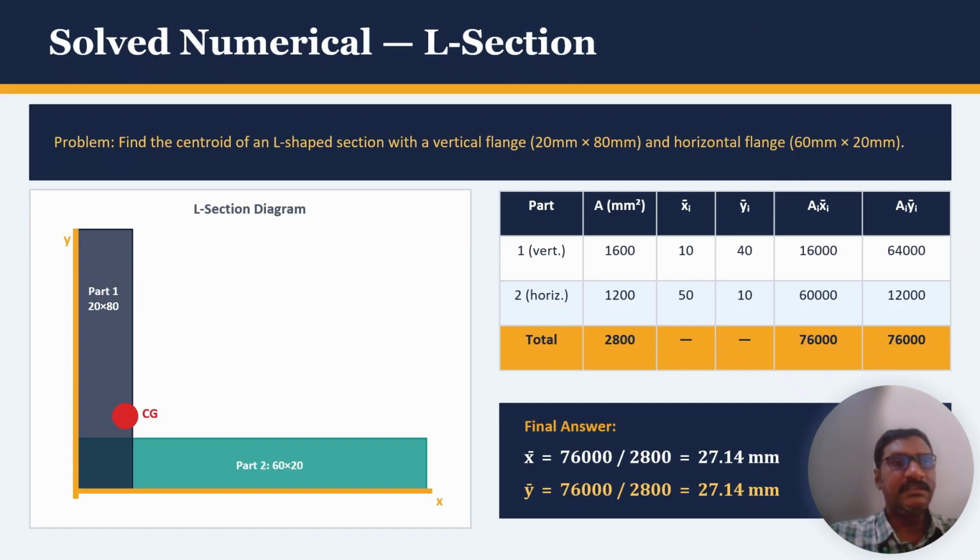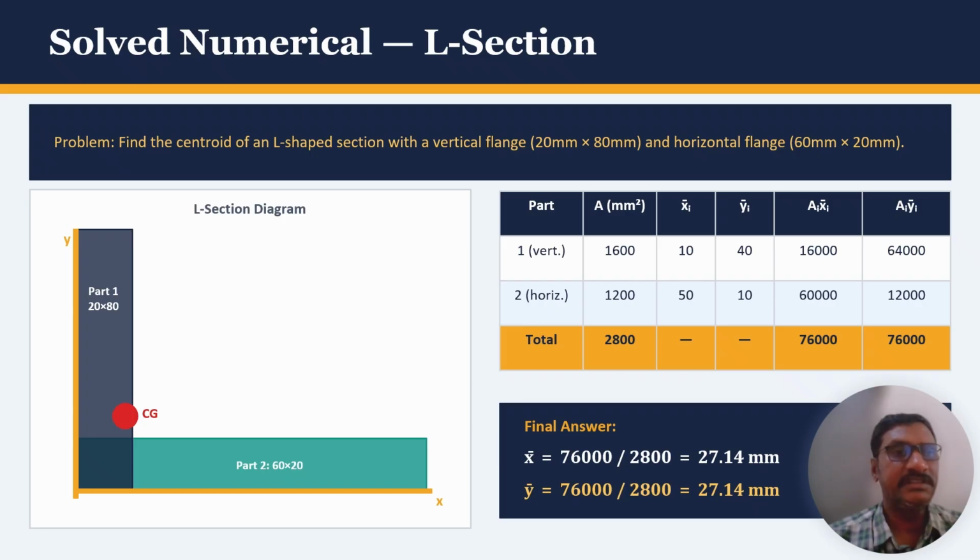Now let us apply everything we have learned so far to a complete step-by-step numerical problem. Follow along carefully. This is the type of problem that will appear in your university examinations. The problem statement is: find the centroid of an L-shaped cross section. The section consists of a vertical flange that is 20 mm wide and 80 mm tall, and a horizontal flange that is 60 mm wide and 20 mm tall. The two flanges share the bottom left corner. Let us solve this systematically using the 5-step composite body method that we discussed in the previous slide.